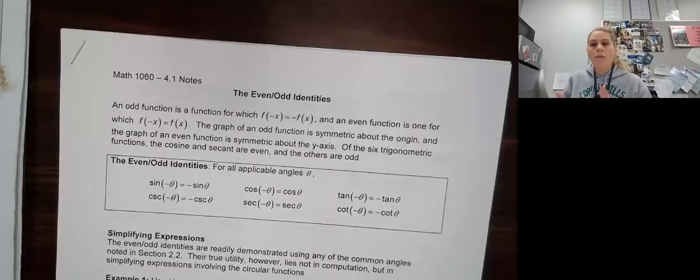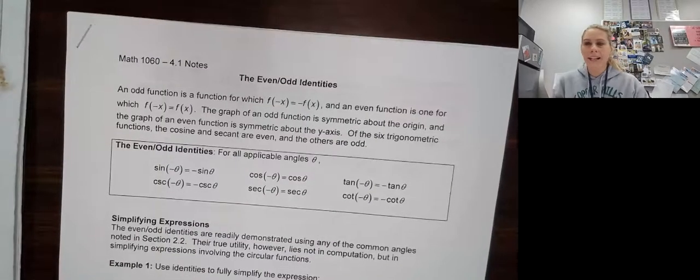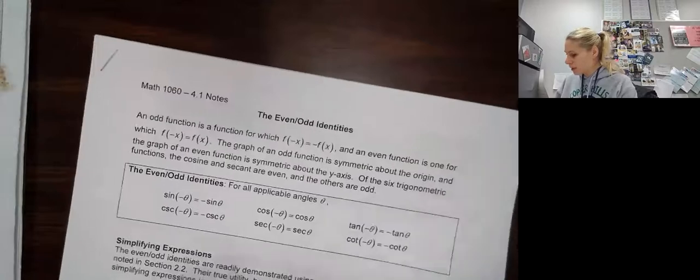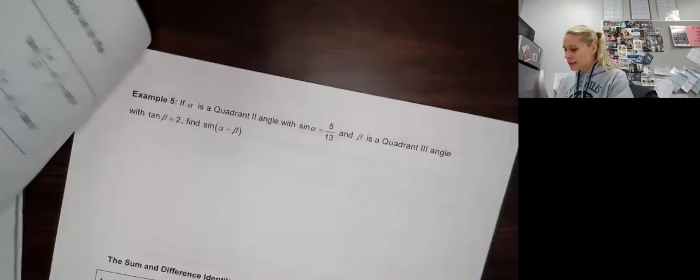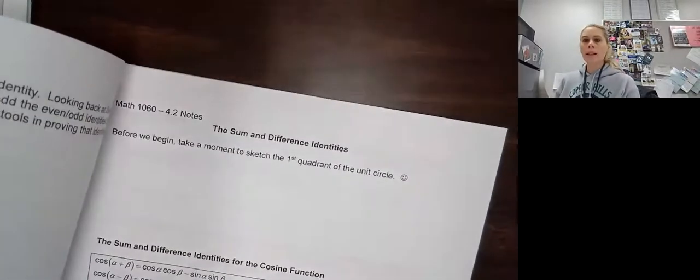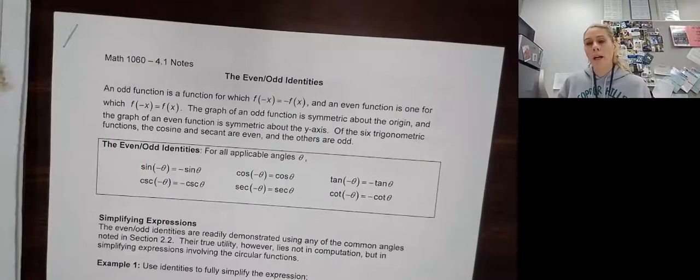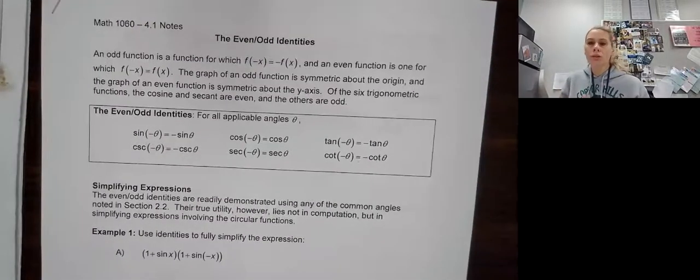All right, so for lesson 10 here in 1060, we are going to be going through even and odd identities, and we're going to go through the sum and difference identities. Now, with these identities, guys, you want to remember these are things that you're going to have to memorize. So make sure you're finding tricks that allow you to memorize these.